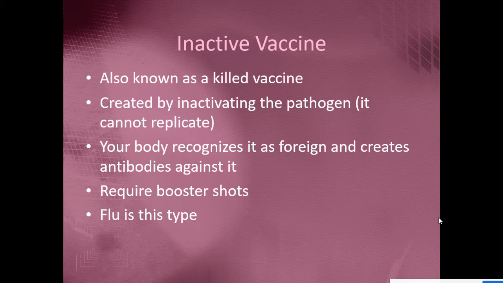So an inactive vaccine is also called a killed vaccine. It's created by inactivating the pathogen, meaning that it cannot replicate. Your body's going to recognize it as foreign and create antibodies against it. This type of vaccine will require booster shots, and the flu is this type of vaccine.